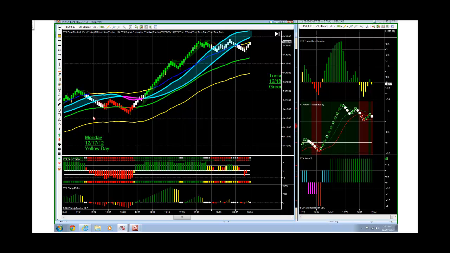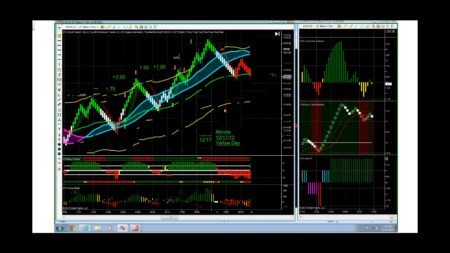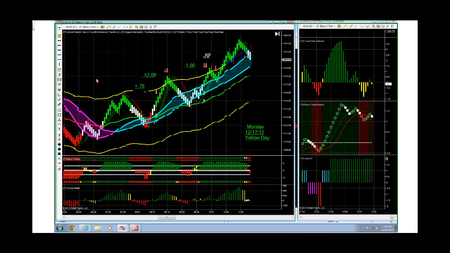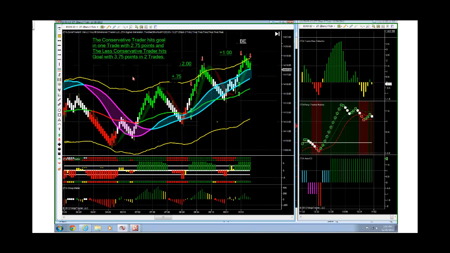Monday's results were pretty good also, even though we only had 2 trades on Monday between 8:30 and 11. We got 2.75 points on the first trade, and we only got 1 point on the second, so we still walked with 3.75 points, and we were all done by 10:30 in the morning, and nothing else plotted till 11. And so those are the results.